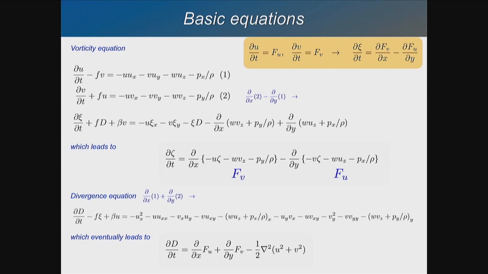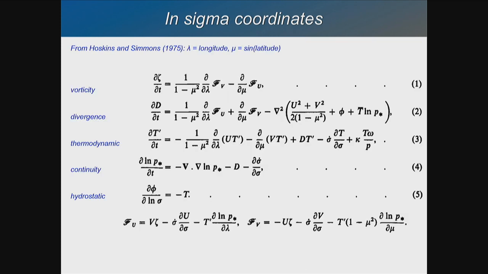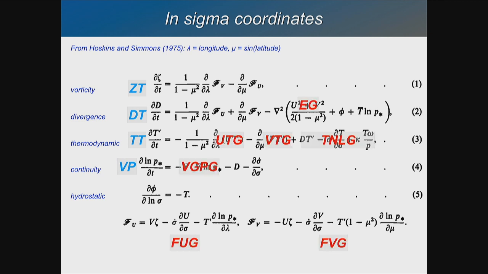Okay. So the Hoskins and Simmons primitive equation model, and this is a scan from their paper, solves for the vorticity, the divergence, temperature, surface pressure, and there's the hydrostatic equation. So five equations, and these are the variables which the model solves for: vorticity, divergence, temperature, surface pressure, and these are some of the names which are given to some of the other terms in the code.